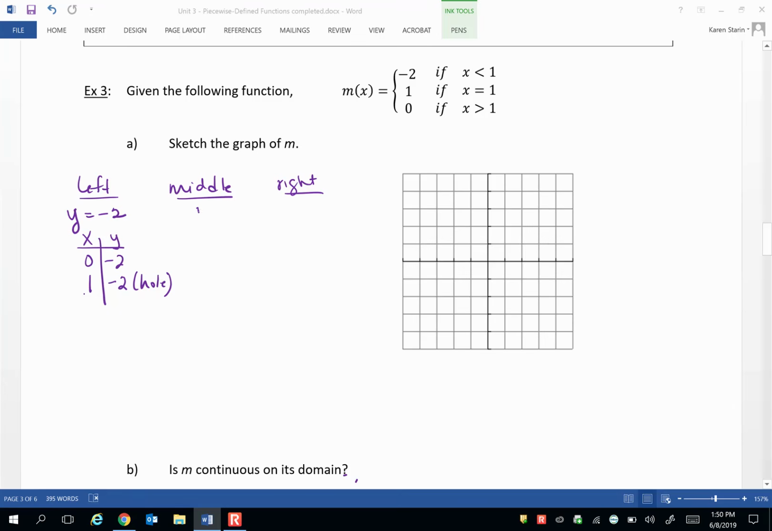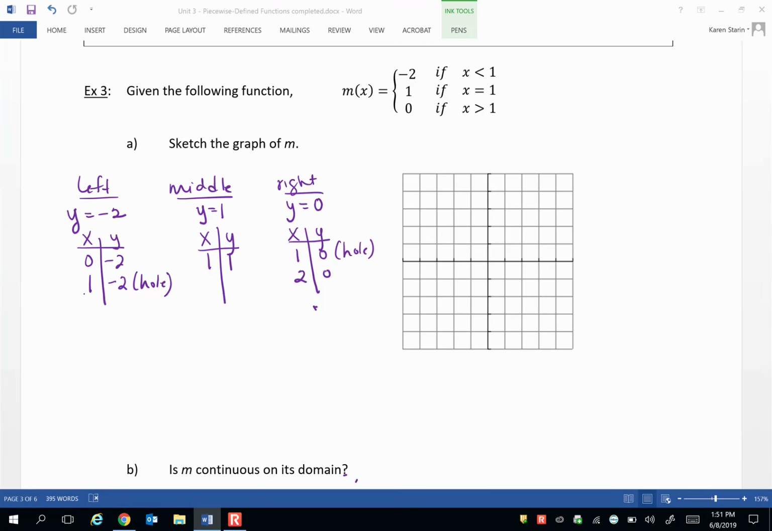Now in the middle, I'm going to be y equals 1, but I'm only defined in the middle at x equals 1. So this is just going to be a solid filled in circle, the point 1, 1. And then the right piece, I will look like the constant function y equals 0. So I'll pick the boundary point first. Even though I'm not equal to 1 in this piece, I'm going to designate where it begins with an open circle for a hole, and I would get 0, but that's a hole. And then I'll pick a nice number, 2, for an x value, and I would get 0 again because that's how the function is defined on that piece.